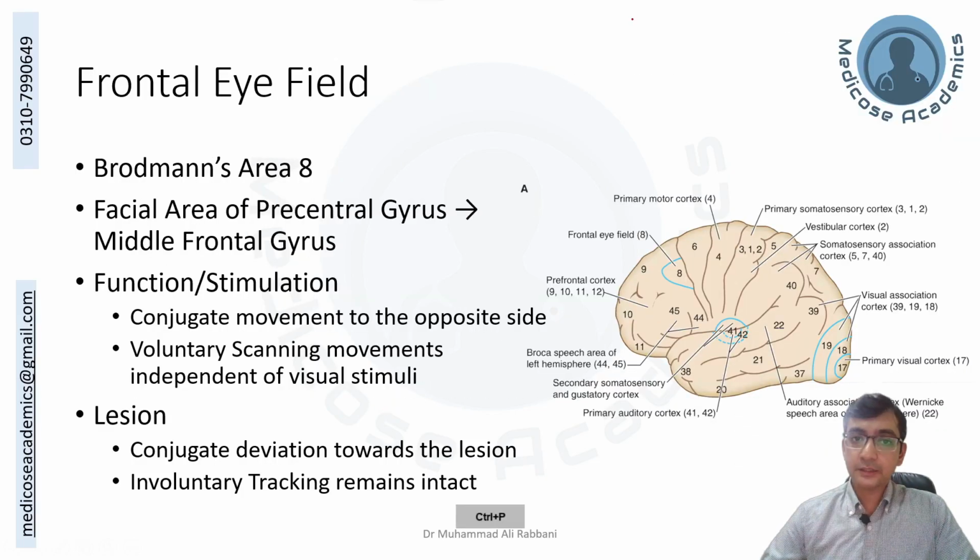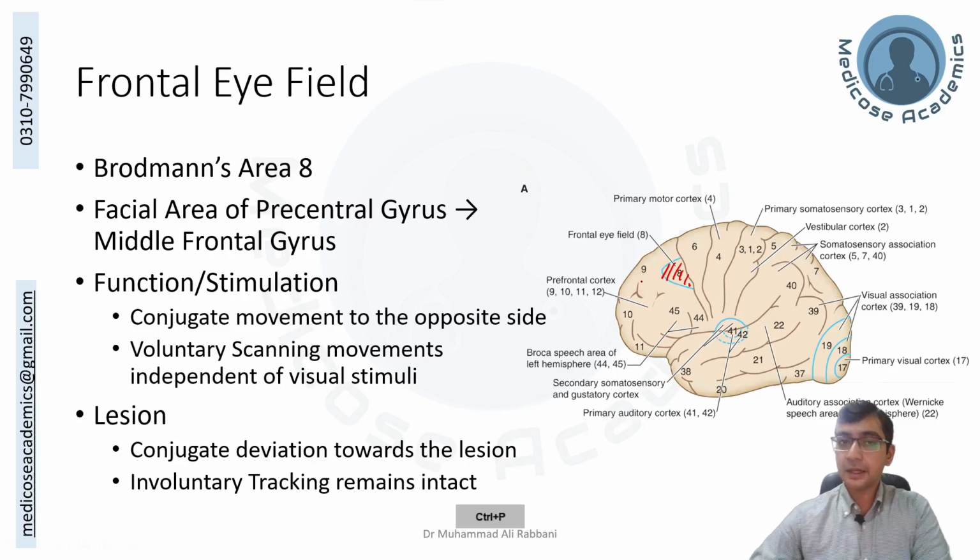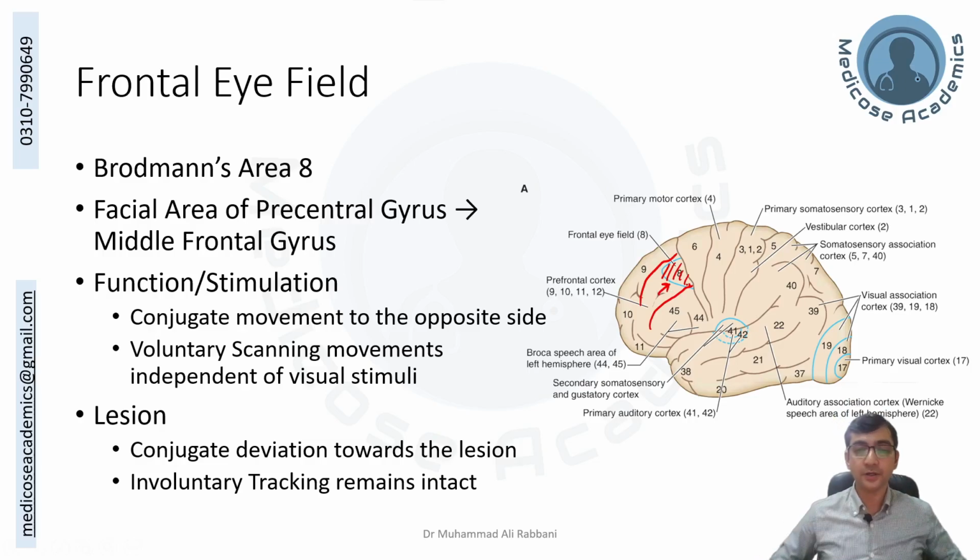Then the next region that I want to talk about is the frontal eye field. Frontal eye field is present in the middle frontal gyrus. That is the superior and this is the inferior frontal gyrus. It is present on the posterior aspect of the middle frontal gyrus.